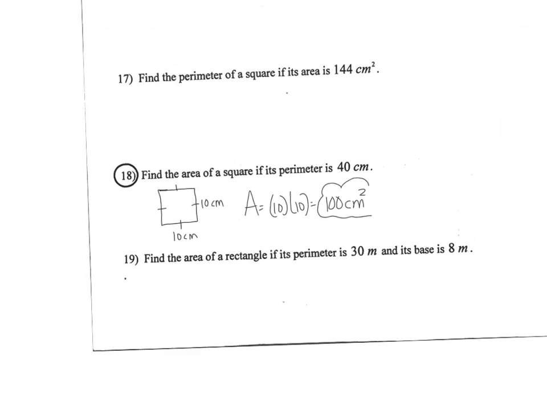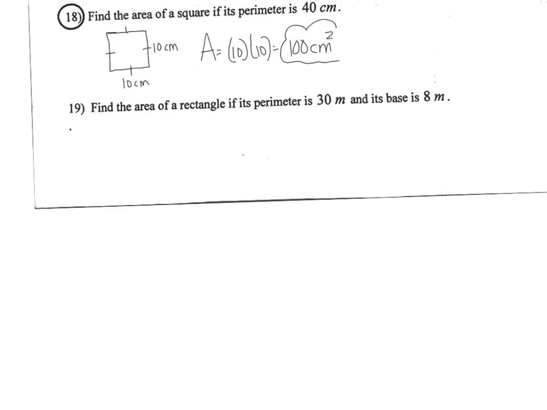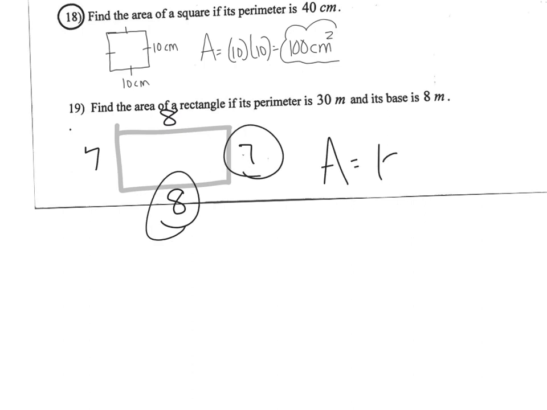Okay, that was 18. Let's do 19 real fast. Find the area of the rectangle if its perimeter is 30 and its base is 8. So this is 8, so the top's 8. That's 16 from 30. 16 from 30 is 14. Divided in half, you have 7 and 7. Okay, so you have to find the area, so it's going to be 8 times 7, which is 56, and my units are meters squared.